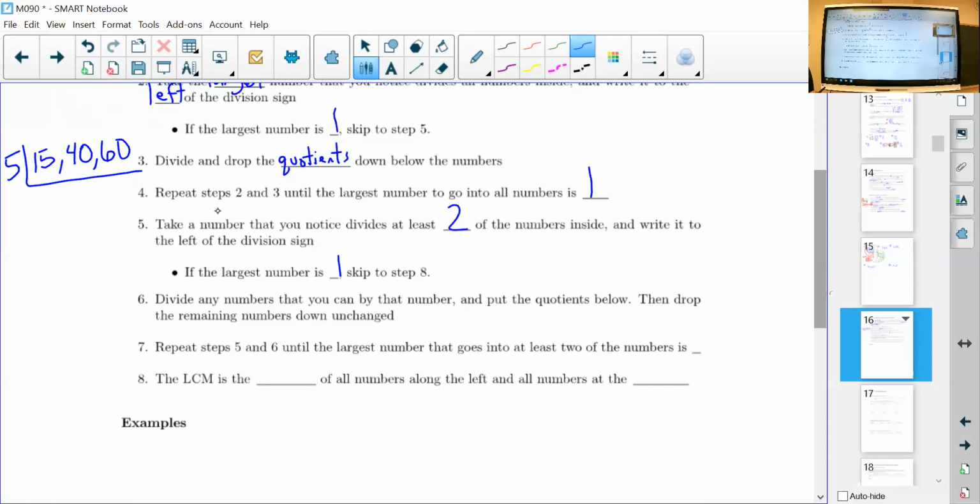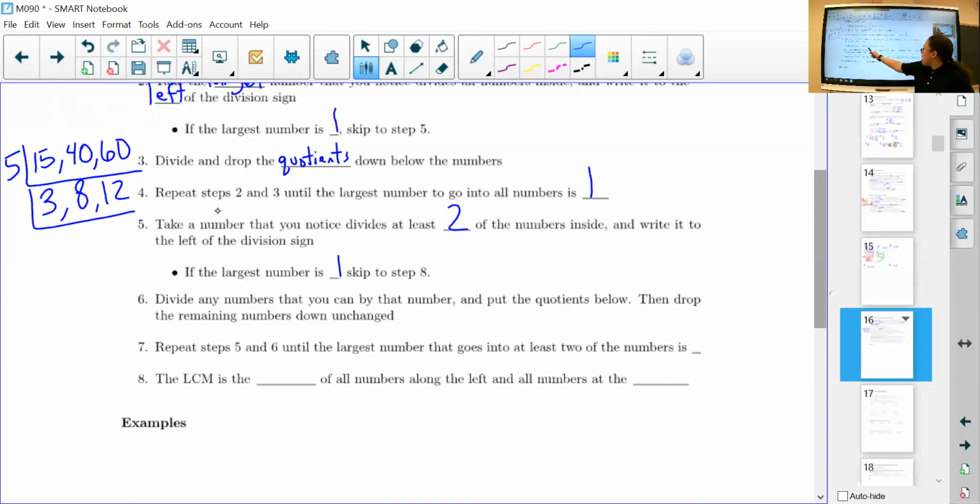5 is prime, but it doesn't matter. If 15 had gone into all of them, I would have taken out a 15. Or I can do it in multiple steps. Either way, 5 goes into 15 3 times, into 40 8 times, and into 60 12 times. I don't see any numbers that divide into 3 and 8 and 12 besides 1.